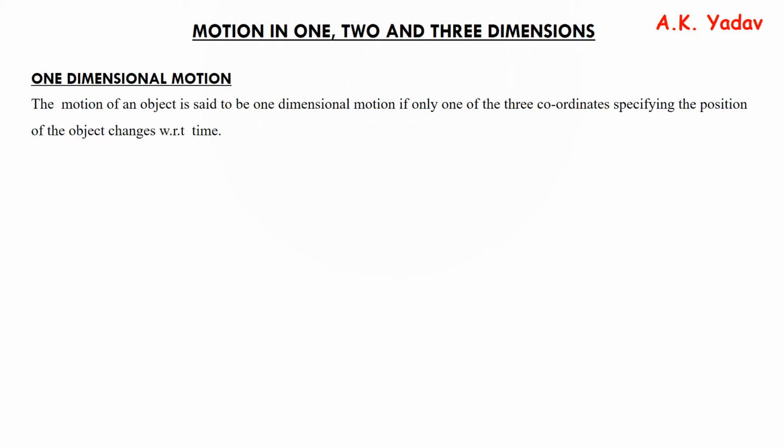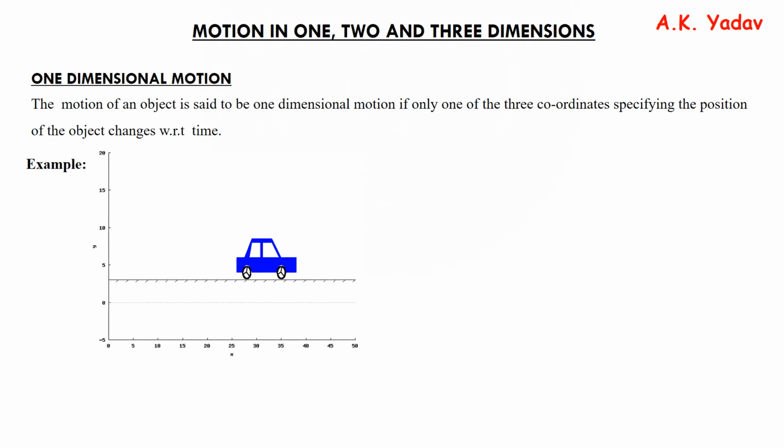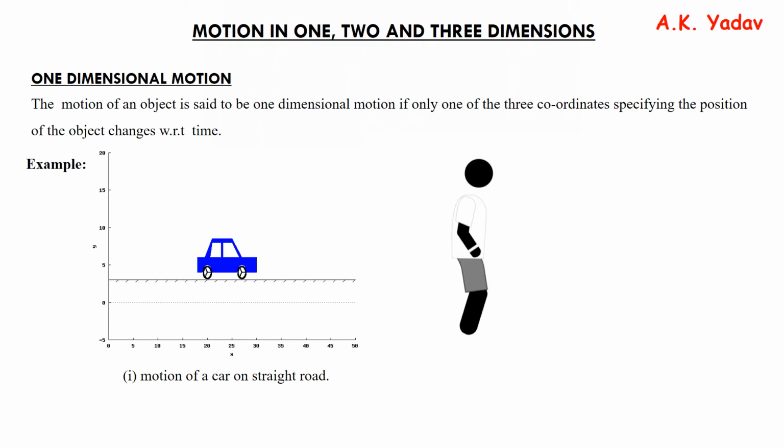Now we will consider motion in 1, 2 and 3 dimensions. The first one is one dimensional motion. The motion of an object is said to be one dimensional motion if only one of the three coordinates specifying the position of the object changes with respect to time. Example, this car is moving on a straight road, so you can see only its position is changing along the x-axis, so it is one dimensional motion.